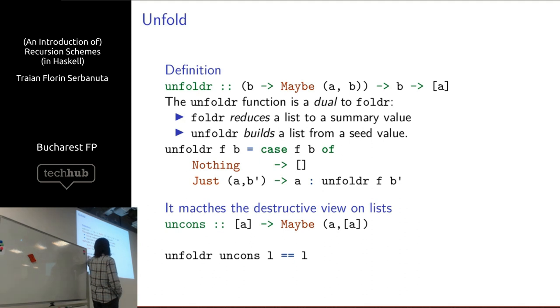Therefore, it matches this idea of the destructive view on lists. So the uncons that we mentioned earlier, which gives us for a list maybe the first element and the tail, if I use that as the driving function of unfold, I get the original list back. So it's the same, but the other way around.